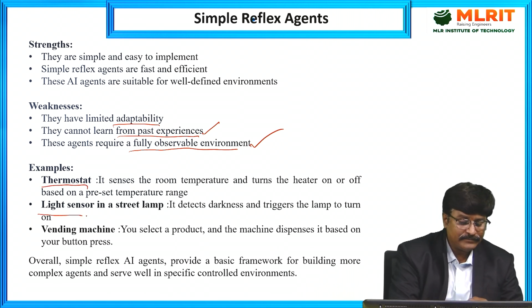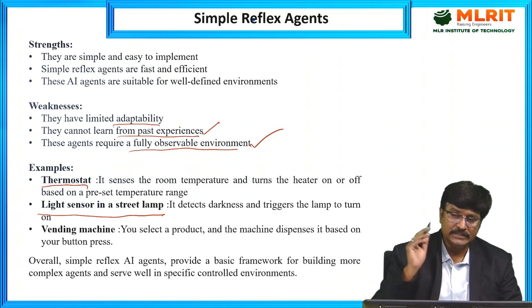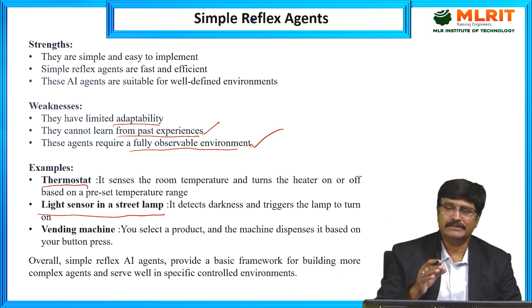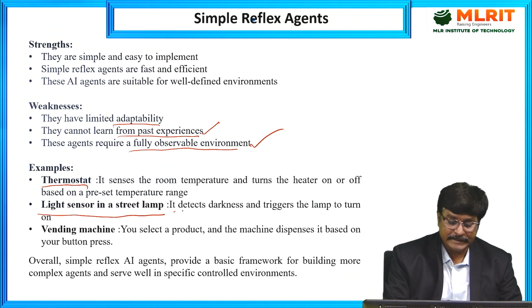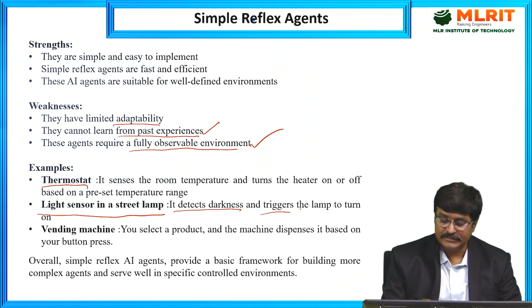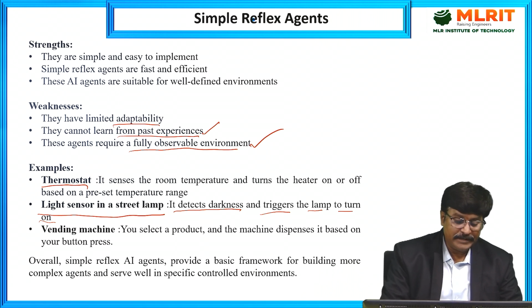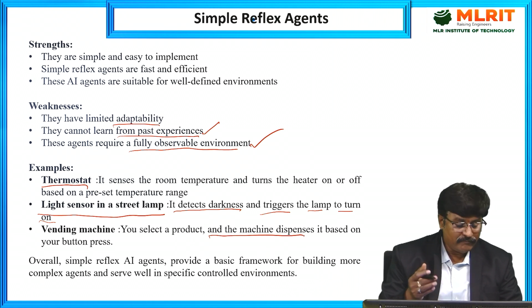Then the light sensor in a street lamp. Based on the daylight, the street lights have to turn on. It detects the darkness and triggers the lamp to turn on. That is the light sensor. And vending machines: you select the product, and the button is already predefined. If you press that button, that particular item will be dispensed.